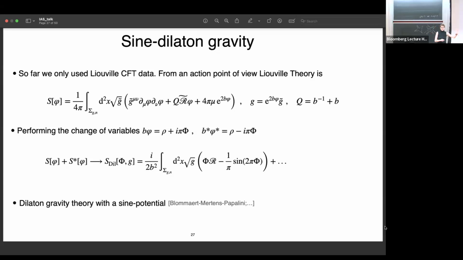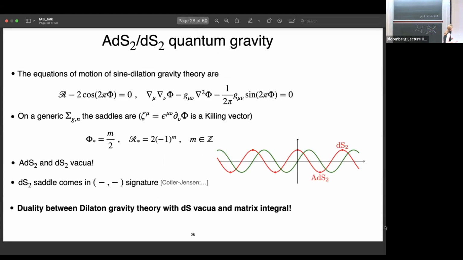JT gravity has a linear term there. So JT gravity is a dilaton gravity theory with a linear potential, and the complex Liouville string is a dilaton gravity theory with a sine potential. Let me stress that this has also been studied by other authors. We can study the equations of motion of this theory: this is the equation of motion for the dilaton phi, and this is the equation of motion for the metric.